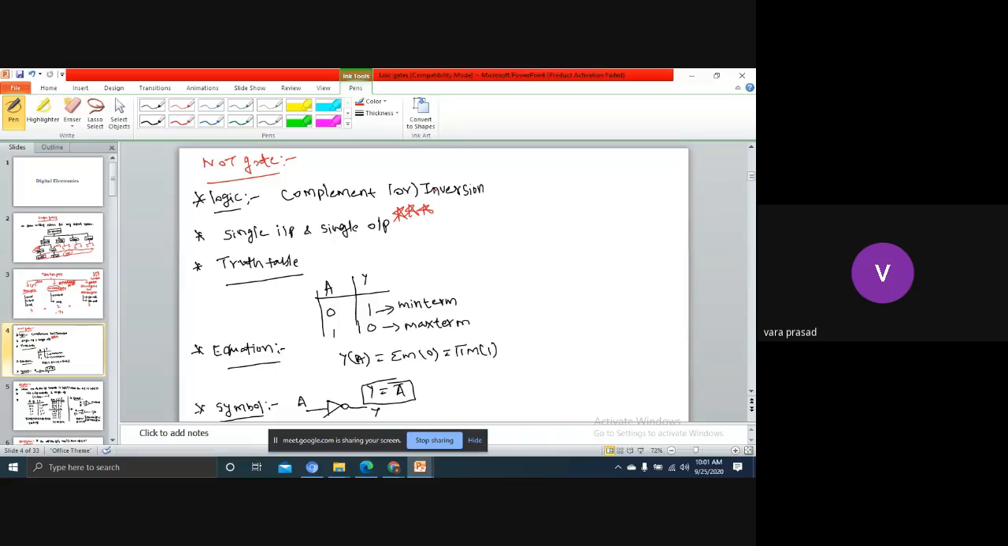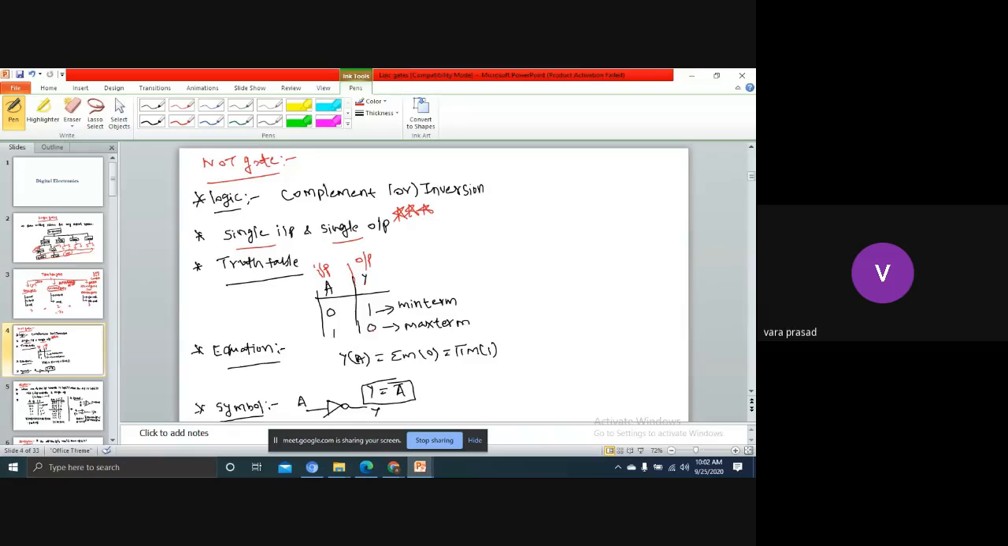Third one is the truth table, which is important. What is meant by truth table? A truth table shows the logic relationship between input and output. Here in this NOT gate, the logic relation is inversion. One input, one output, so I'm going to consider A as input and Y as output. A is the input, so we get only two combinations, 0 and 1. Complement or inversion: A is 0, Y should be 1. A is 1, Y should be 0.